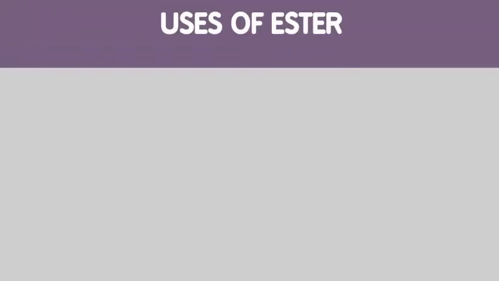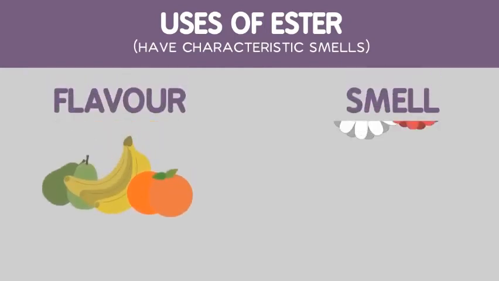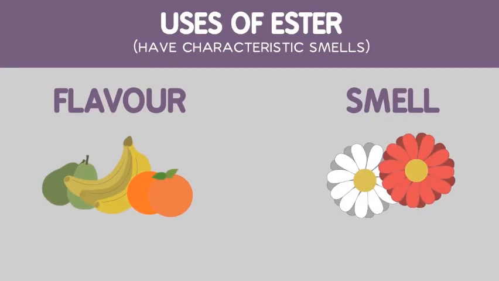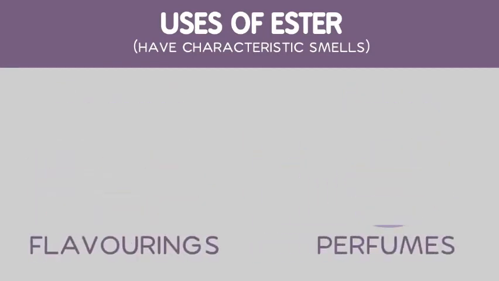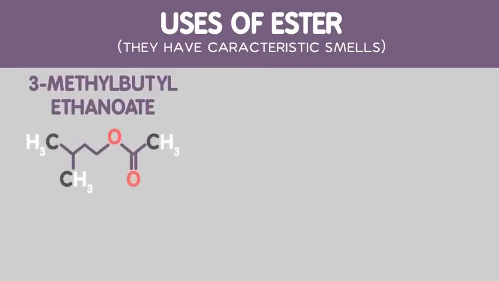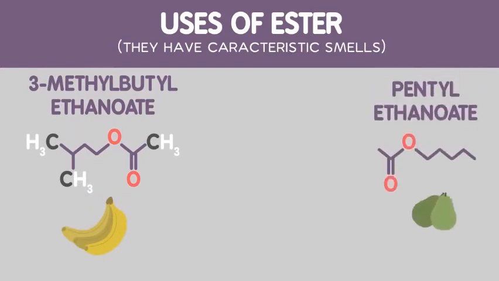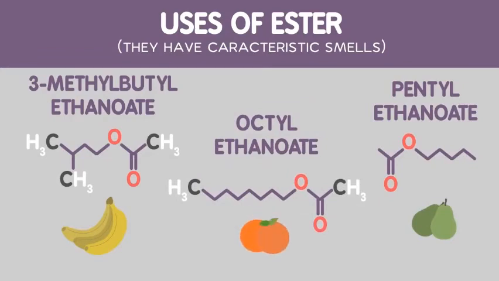Now, let's take a look at what esters are actually used for. Esters have characteristic smells and are responsible for the flavour of foods and smell of flowers. They are therefore useful as flavourings and perfumes. Some examples of esters, together with their smells, are 3-methyl-butyl ethanoate, or bananas, pentyl ethanoate, pears, and octyl ethanoate, oranges.